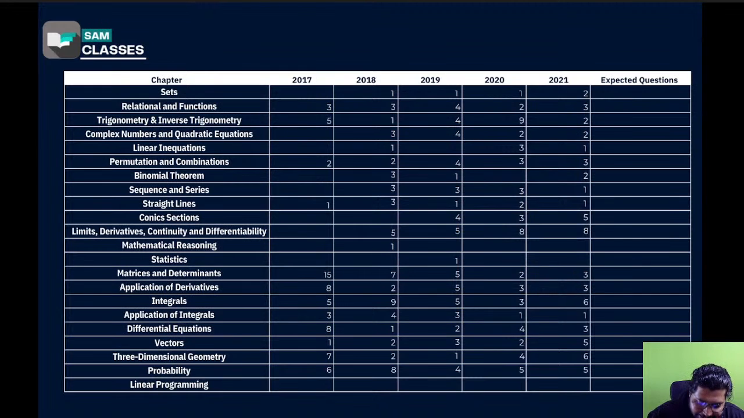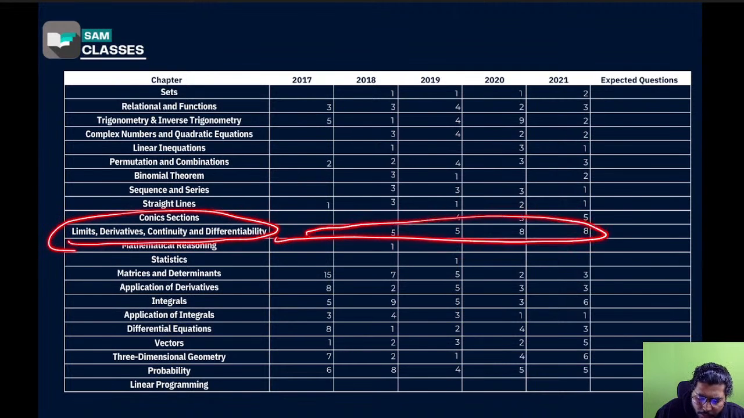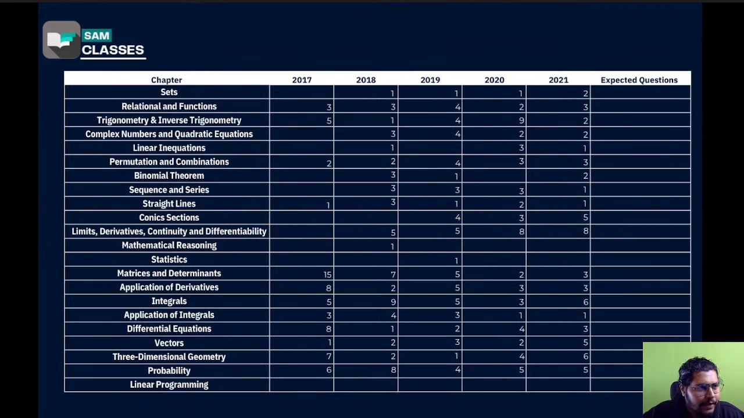Next, one chapter, limits, derivatives, continuity and differentiability. You can say minimum 5 to 8. So this chapter is still very important. Whatever exam you go to, the calculus backbone is this chapter. So very important. Now, few of the 11th topics in Comedk are important.